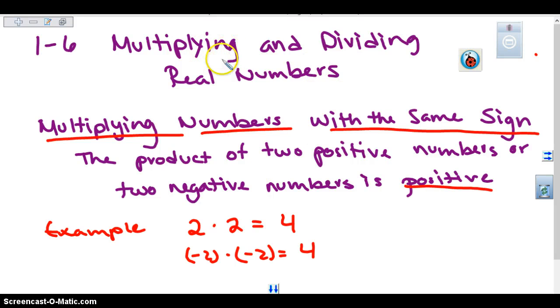Today we're multiplying and dividing real numbers. When we're multiplying numbers with the same sign, the product of two positive numbers or two negative numbers is always positive. So positive 2 times positive 2 equals positive 4. Negative 2 times negative 2 equals positive 4.